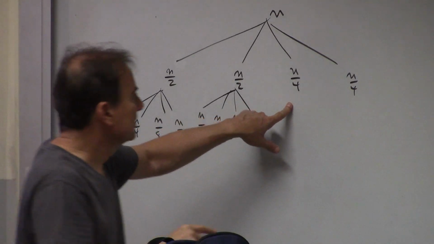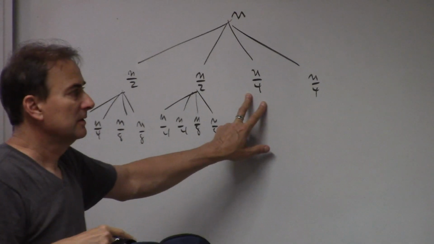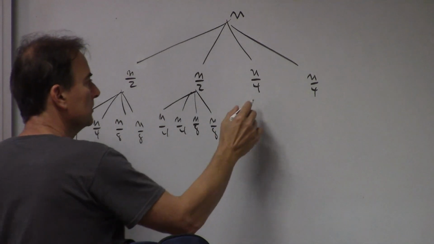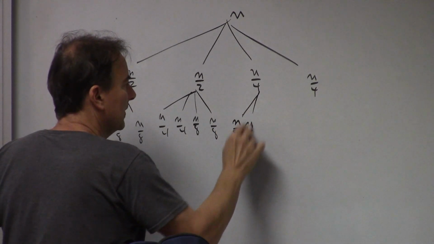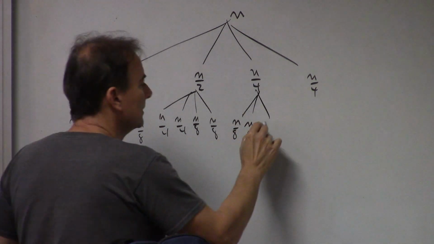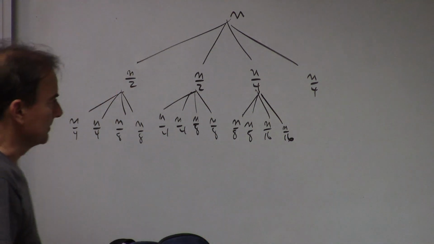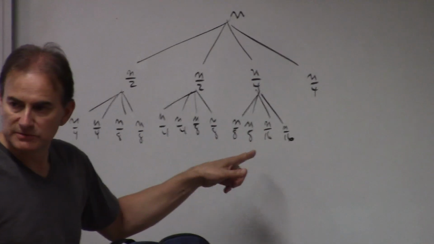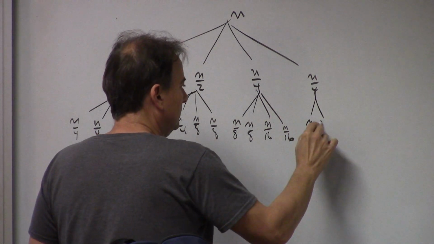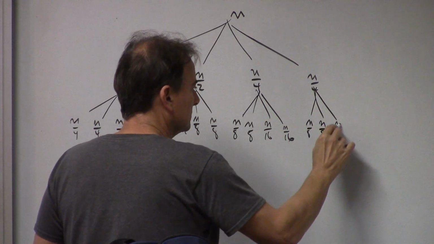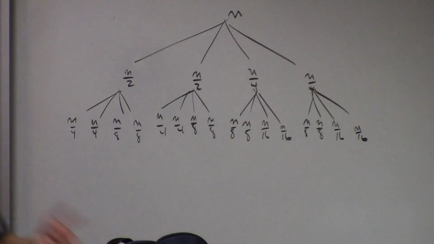Now, these guys, n over 4 will come in, and then we'll have 2 branches at half of that. So it's going to be 2 branches of n over 8, n over 8, n over 16, n over 16. And now the last one will be the same as this one. So we're going to have n over 8, n over 8, n over 16, and n over 16. Okay, and of course it continues.